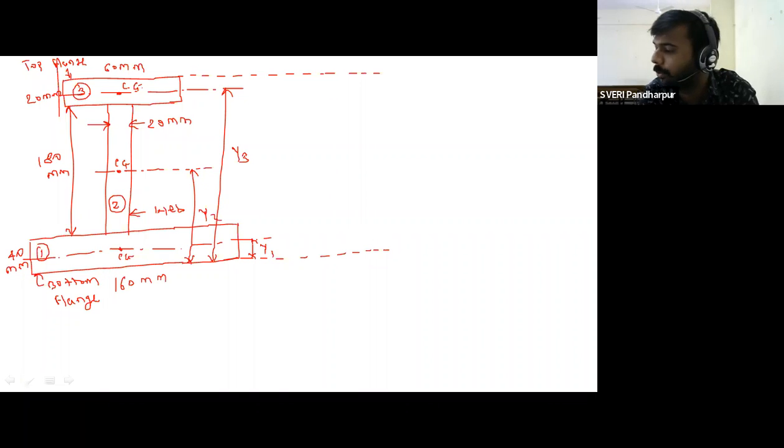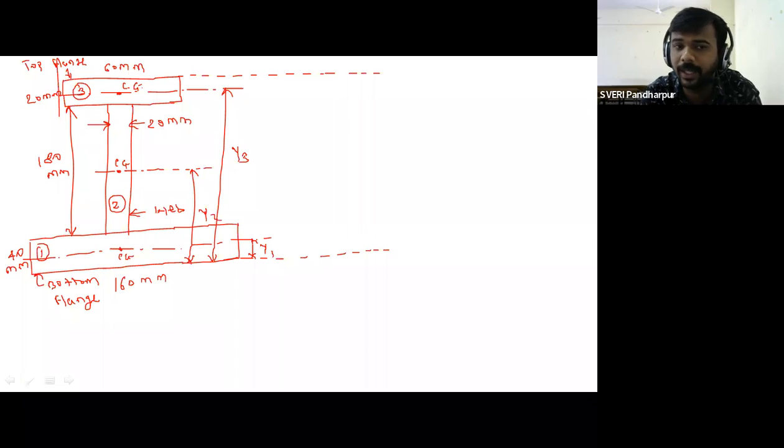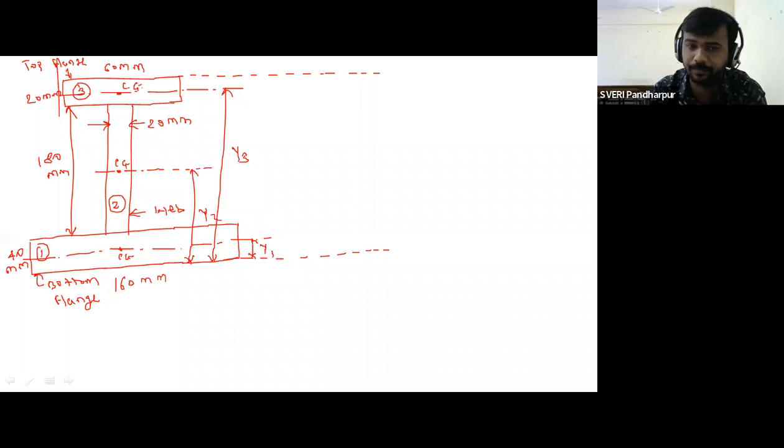So first of all, we have to calculate all the cross-sectional areas of all the 3 sections, then their CG distances in the form of y1, y2, y3, and we have to calculate the y bar. So go for the further calculation. We have followed the same procedure for all the 3 problems which we have solved in the previous lecture, maybe T section or maybe unsymmetrical I section. So you need to calculate all the cross-sectional areas.